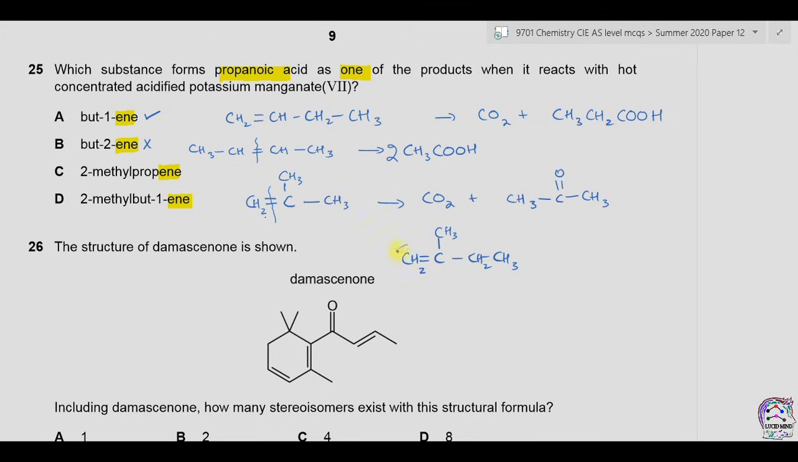Again we have 2 hydrogen atoms directly attached to the carbon atom having the double bond. So this carbon will convert into carbon dioxide while this carbon will convert into ketone. So we have CO2 plus ketone. Now none of these, C and D, give propanoic acid, so therefore the only option that is correct is part A.